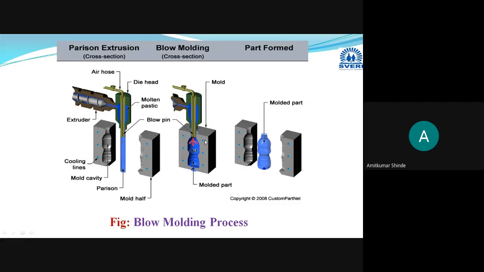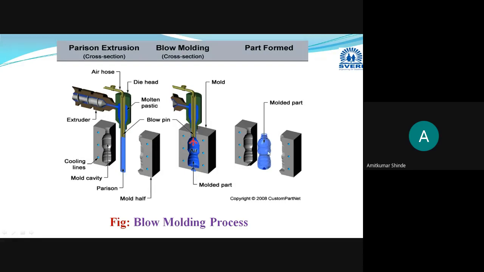In the third stage, compressed air will be blown, and the tube, that parison, is forced against the mold walls. It will acquire the shape of that mold cavity. And at the end, that mold cavity is removed and the component is separated.